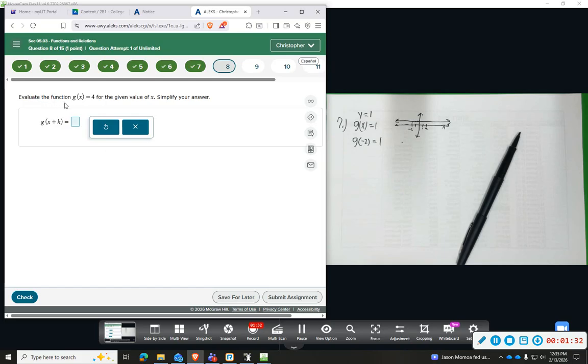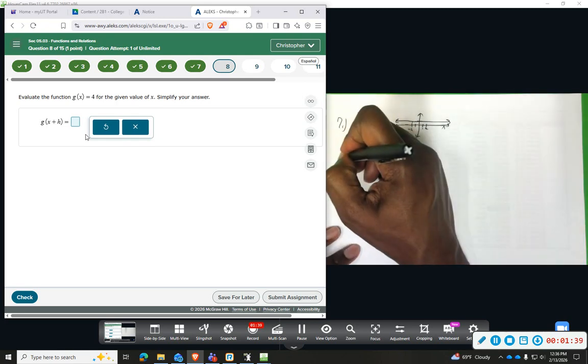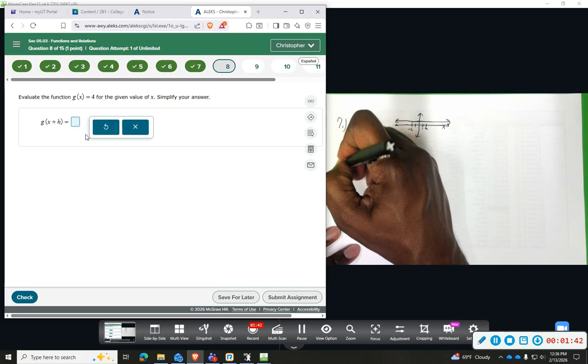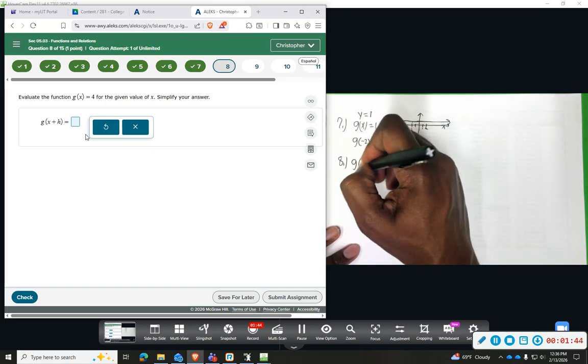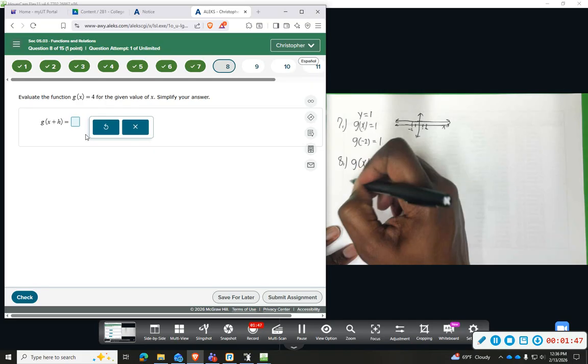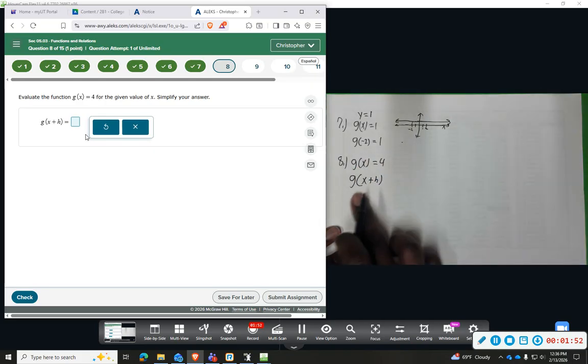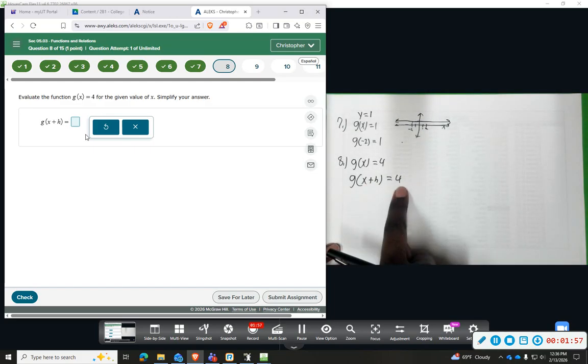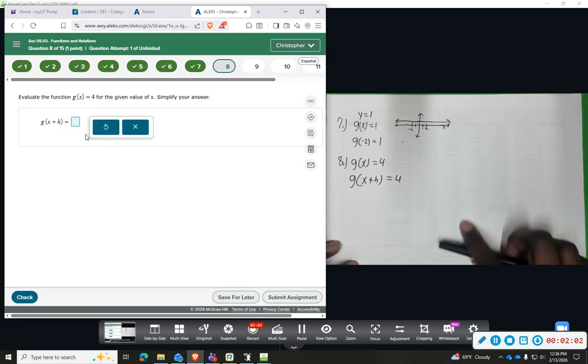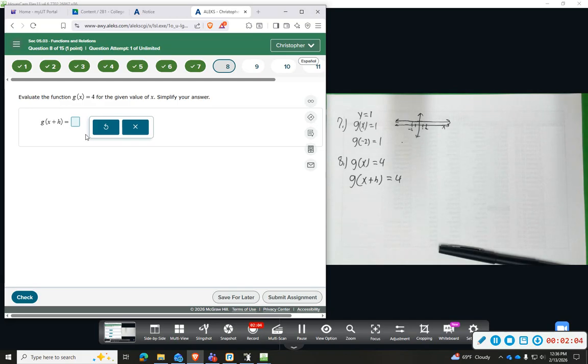All right, so this time we're going to evaluate the function g of x equals 4 for the given value of x. So this time they want us to plug in x plus h. So we got g of x equals 4, and they want us to evaluate g of x plus h. Now, again, if I'm trying to do direct substitution, there is no x value to plug in. So g of x plus h is still just equal to 4, kind of like the previous problem. It's a constant equation. No matter what you plug in, it's going to stay the same the whole time.